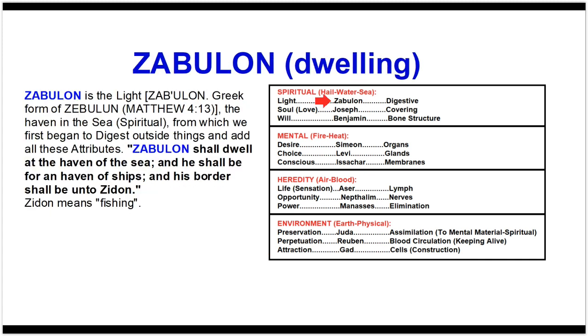Zebulun is the light, Zabilan, Greek form of Zebulun, the haven in the sea, spiritual, from which we first began to digest outside things, and add all these attributes. Zebulun shall dwell at the haven of the sea, and he shall be for an haven of ships, and his border shall be unto Zidon. Zidon means fishing.